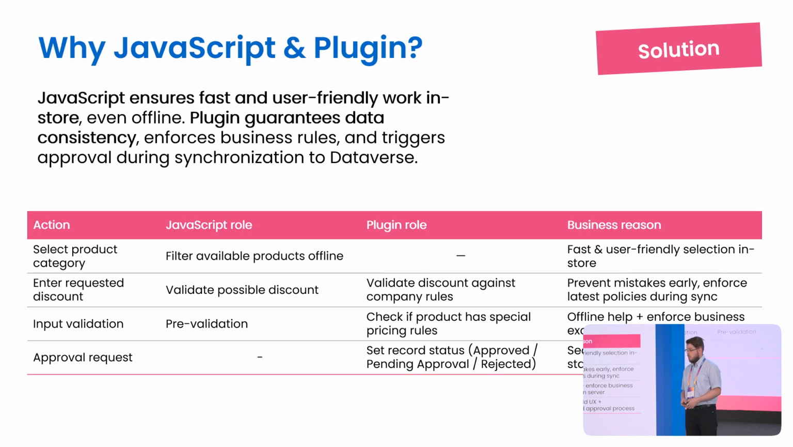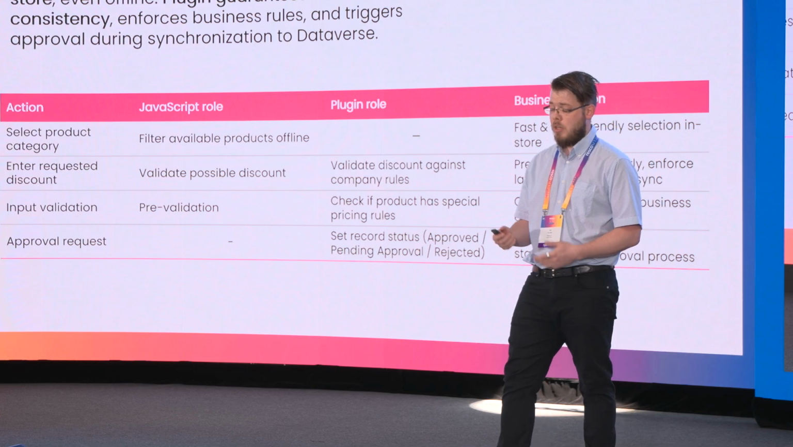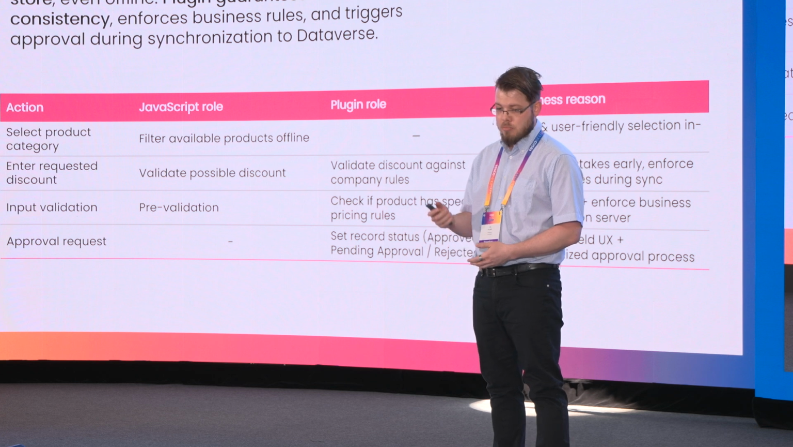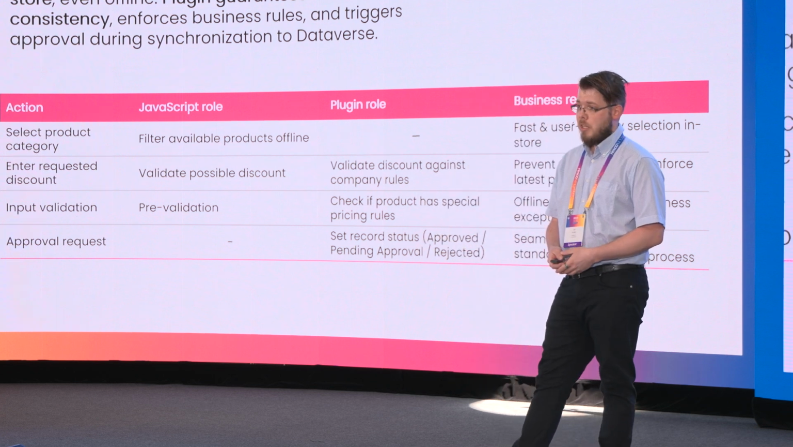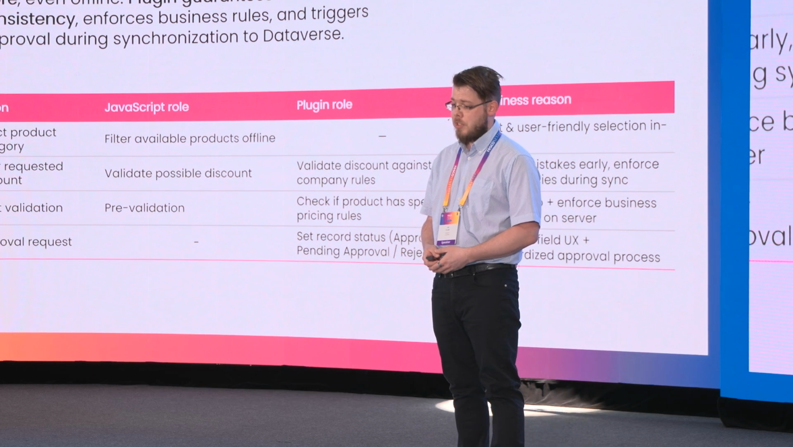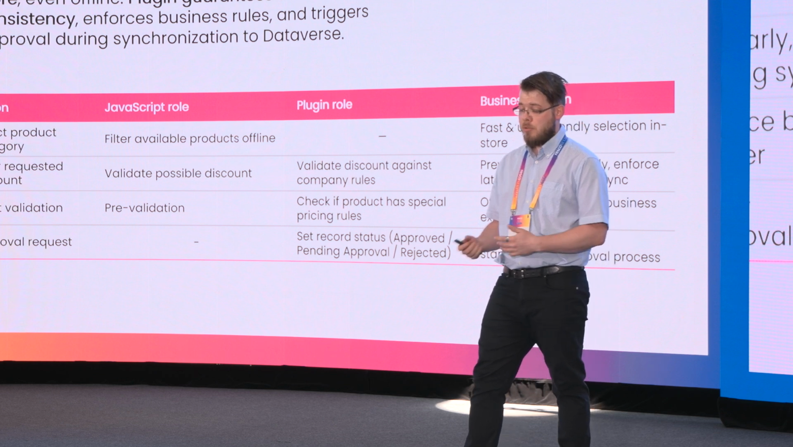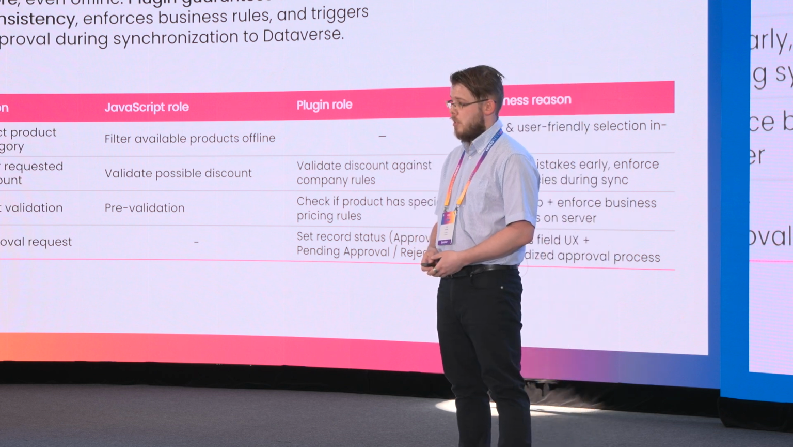There, I decided to combine two technologies. One of them is JavaScript, and the second one is a plugin. The reason to use JavaScript is, for example, to filter available products, especially in offline mode. And the plugin we will use for calculations, for example, the margin in the background, whether it's valid or not. After data are stored in the database, on the server side, we will trigger, for example, the approval process.